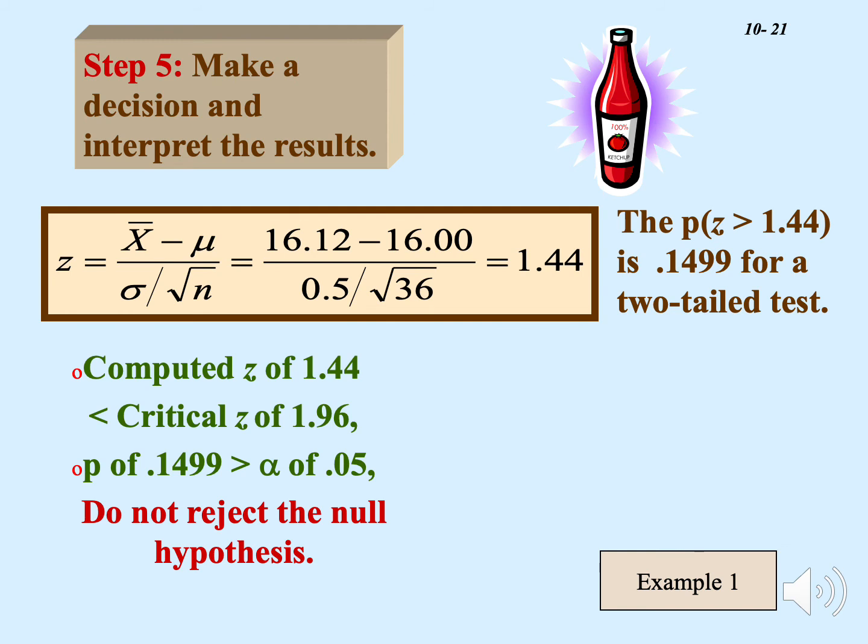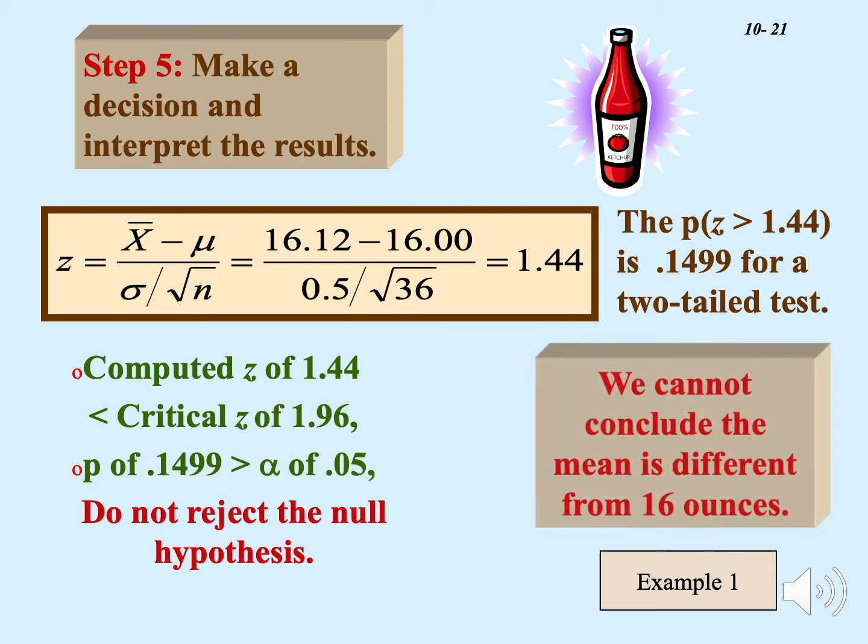So it is less than 1.96, so it is in the acceptance region, in the middle. That means to say, do not reject the null hypothesis. So we can say that based on the sample of 36 bottles, it's premature to conclude that the average contents per bottle of fries ketchup is different from 16 ounces.